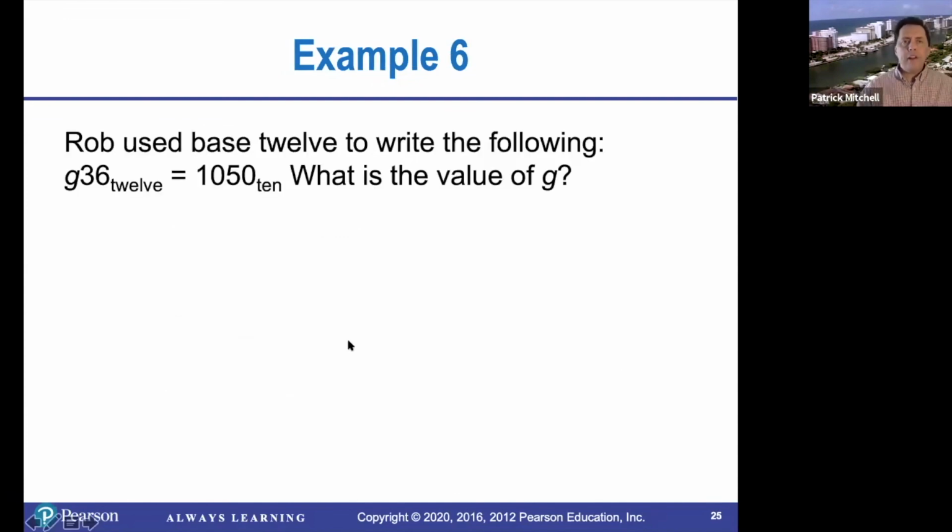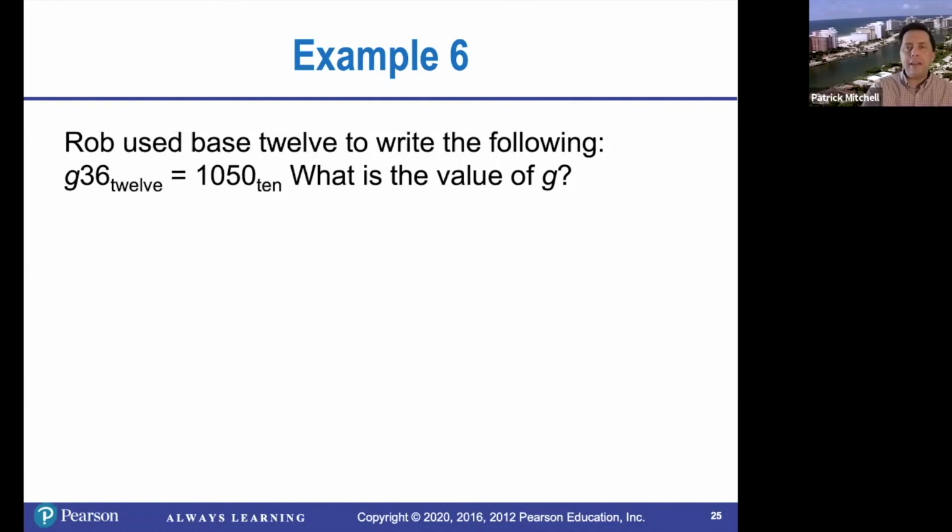Okay, and for the last example, Rob used base 12 to write the following number, G36. So please don't panic. G is not another digit in base 12 that I didn't tell you about. It represents a mystery unknown digit that we're going to figure out, okay? So the number G36 in base 12 is equal to the number 1,050. All right, and that is enough information to determine the value of G.